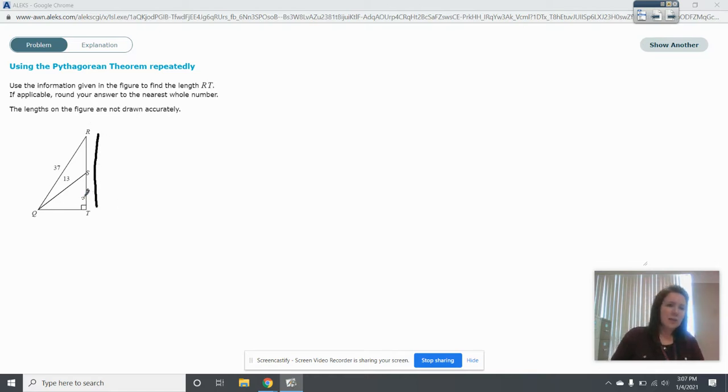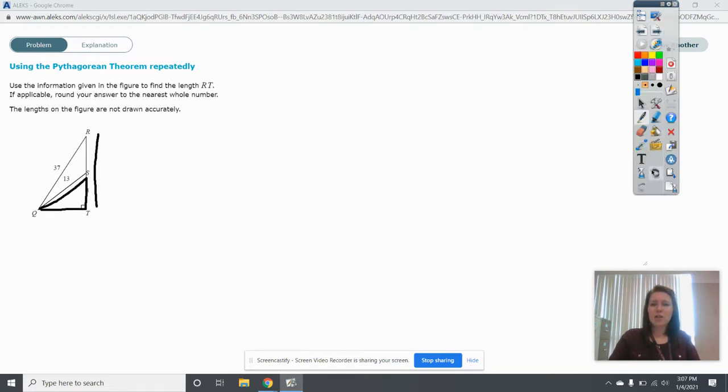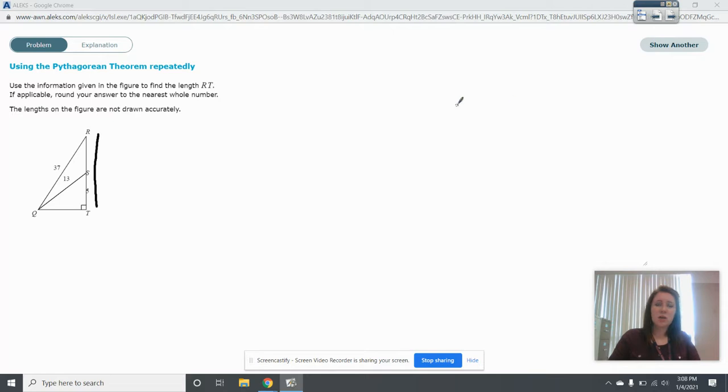Now we know this little side right here is 5, but we don't know this little section, so we can't add them together and figure out the length. What we can do is we notice that down here, I have a triangle that has a hypotenuse and a leg. So I can use those two pieces of information to find the bottom, which is a missing leg. So I'm going to do that.